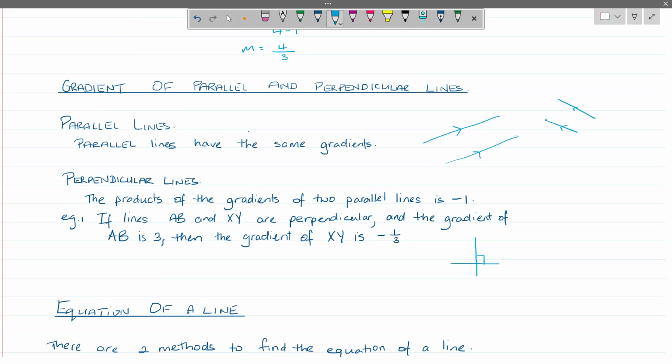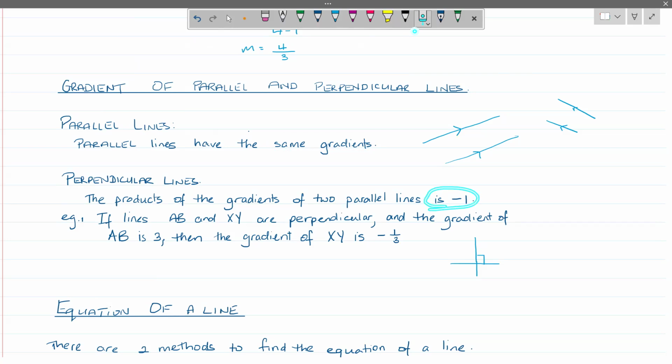For parallel lines, they have the same gradient. Right? If 2 lines are parallel to each other, the gradients are going to be the same. The steepness or the flatness is going to be the same. So the gradients are the same when lines are parallel. If 2 lines are perpendicular, the product of their gradients is -1.